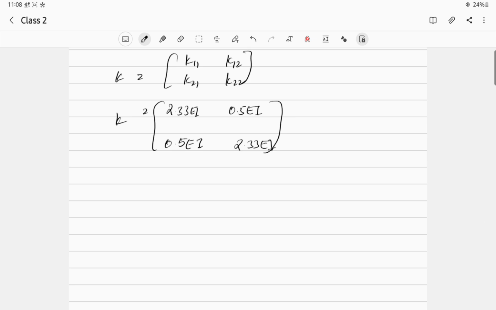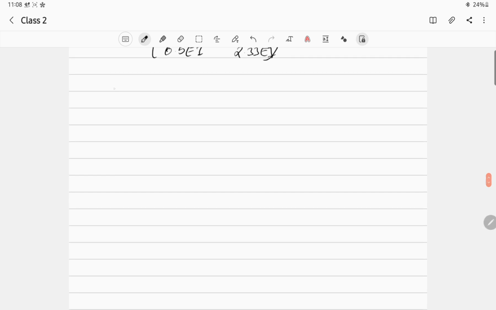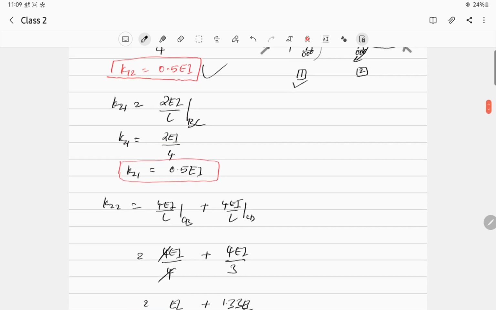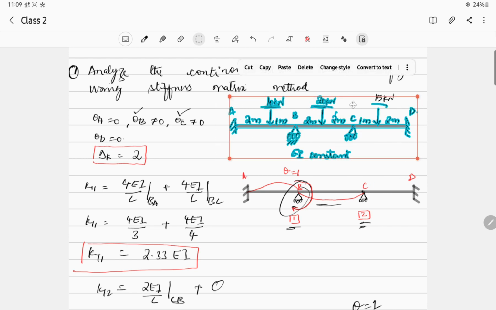Once we have the stiffness matrix, we can now move to our simple calculation of fixed end moments. We'll calculate the fixed end moments first. What is the fixed end moment MFAB? We'll take this part downward for our simplification. I'll take this part of our beam.